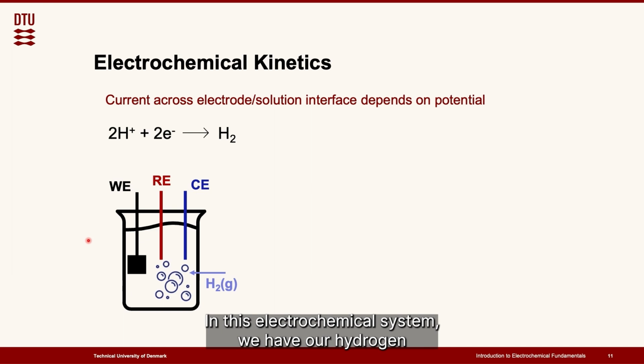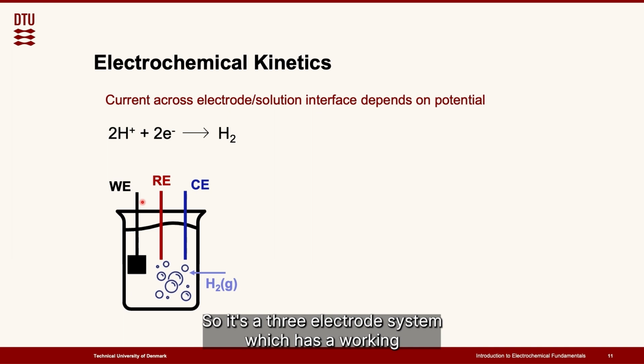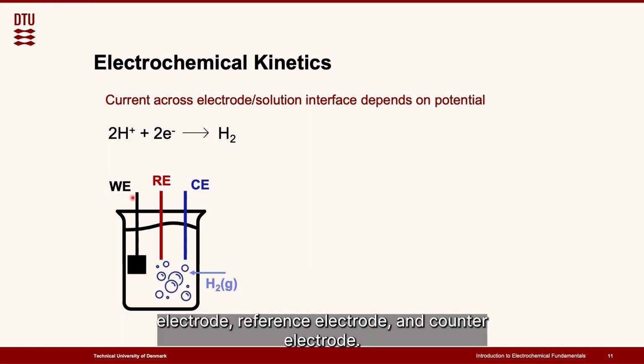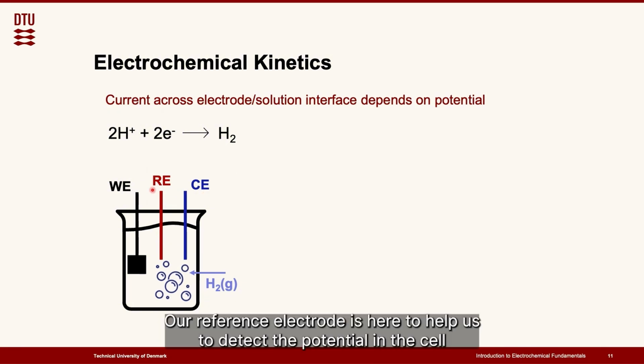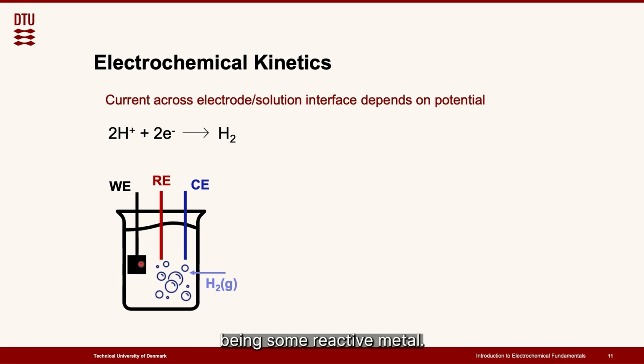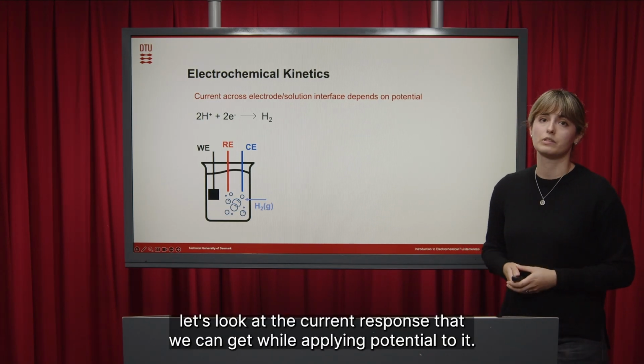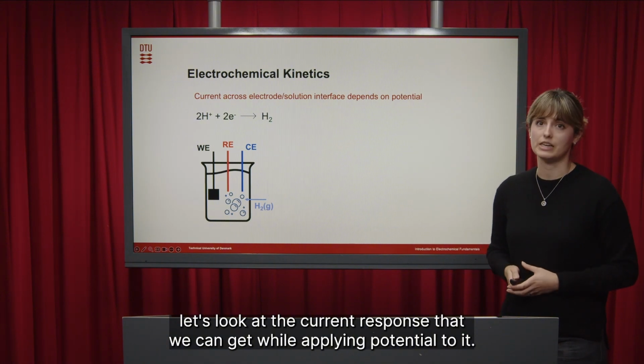In this electrochemical system, we have our hydrogen gas being bubbled into acidic solution. And this system also has 3 electrodes. So it's a 3-electrode system, which has a working electrode, reference electrode, and counter electrode. Our reference electrode is here to help us detect the potential in the cell where current is flowing between the working and counter electrode, where our working electrode is some reactive metal. Imagine this system, and let's look at the current response that we can get while applying potential to it.